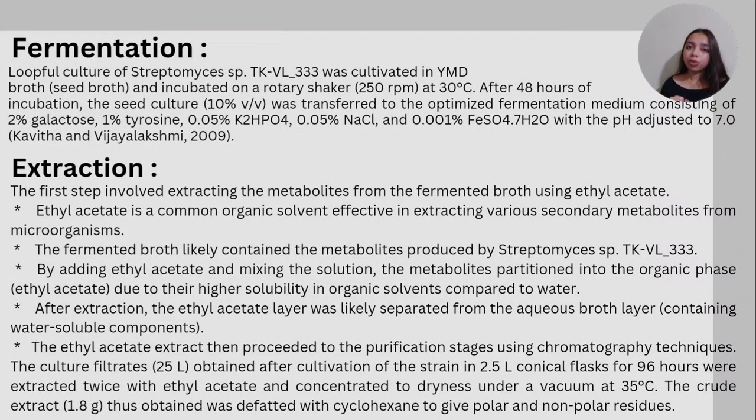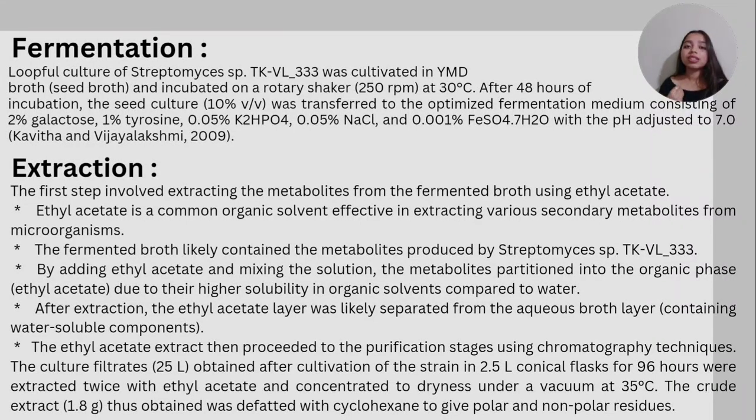Fermentation. A loopful culture of Streptomyces species was cultivated on YMD broth, also known as seed broth, and incubated on a rotary shaker at 30 degrees Celsius. After 48 hours of incubation, the results were obtained.